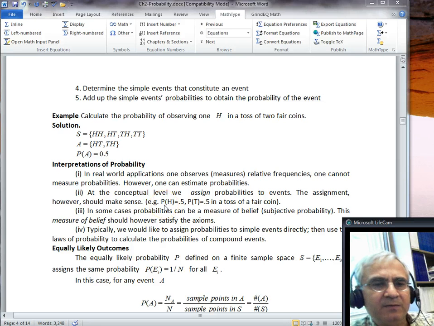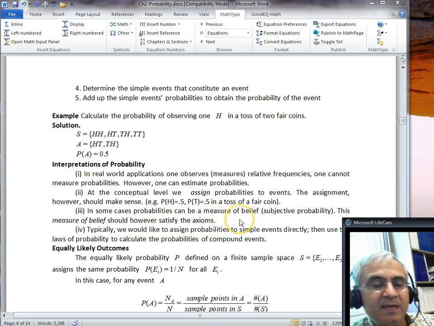At the conceptual level, we assign probabilities to events, with one condition: that the assignment should make sense. So if I toss a fair coin, the probability of heads I would assume would be half, and the probability of tails half. If I throw a fair die, I would assume the probability of each side would be 1/6, because it makes sense to do so. And if I take a die and throw it 6,000 times, I'll probably get each side close to 1,000 times. So experimentally I can verify that.